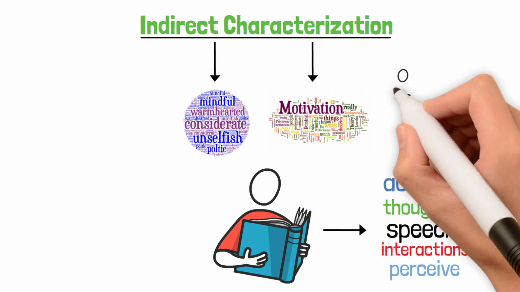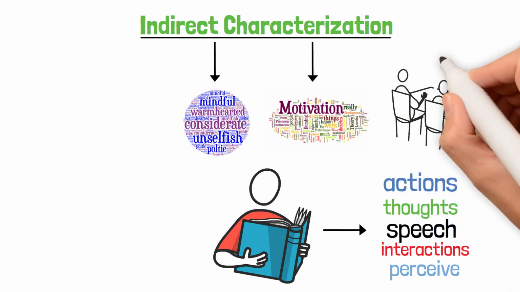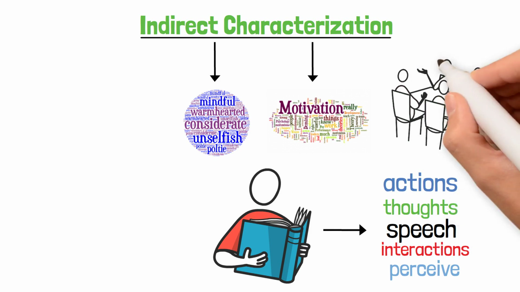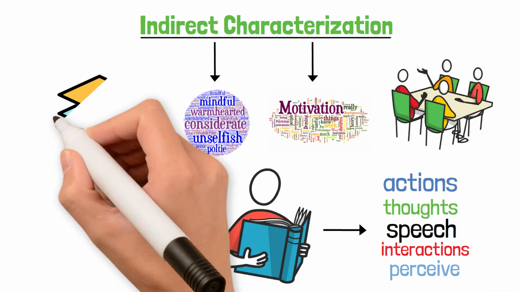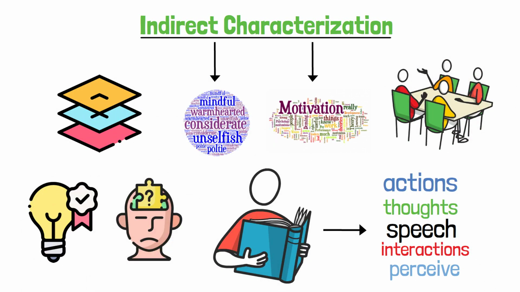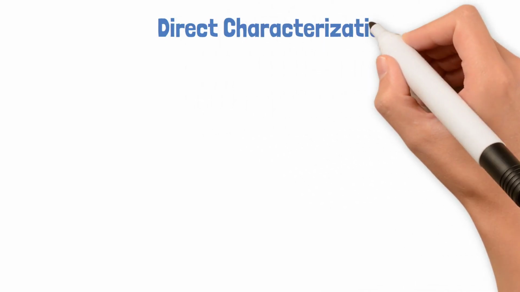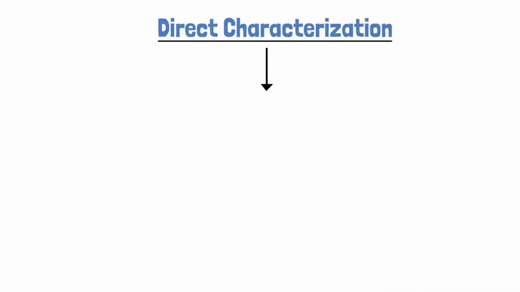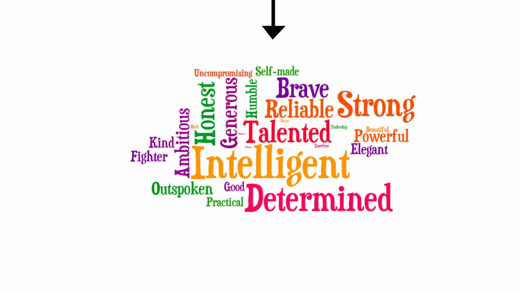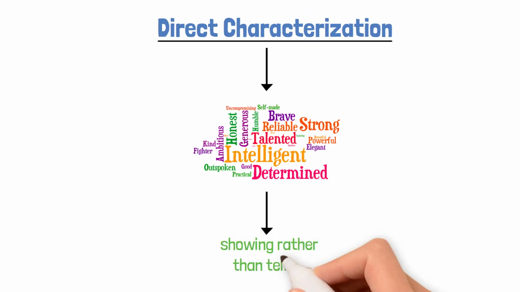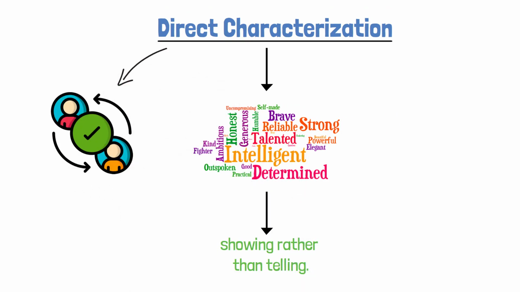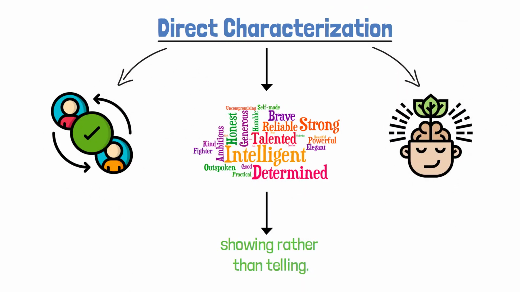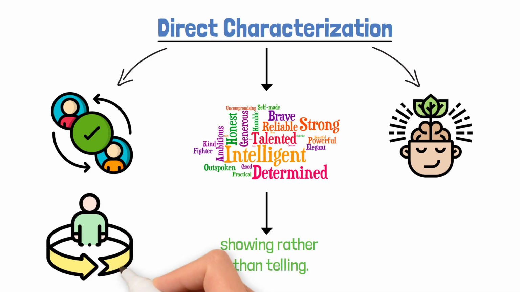Indirect characterization not only engages readers by inviting them to actively participate in understanding feelings but also adds depth and complexity to the storytelling. In contrast to direct characterization, where authors overtly state a character's attributes, the indirect approach relies on showing rather than telling. This technique mirrors real-life interactions and encourages readers to conclude a character's nature, making the reading experience more immersive and rewarding.